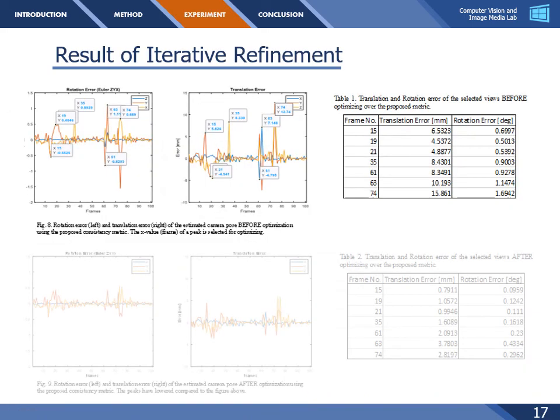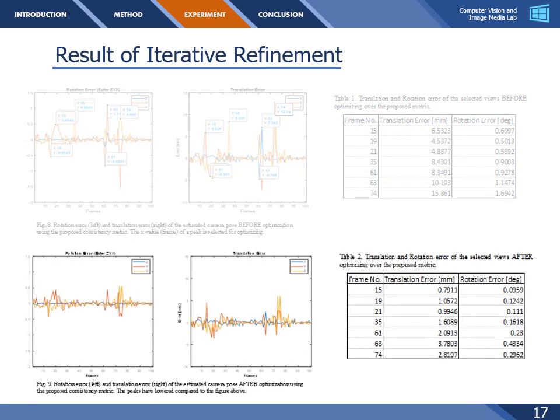However, we found that some views have high error in terms of translation and rotation error before optimization. The figures on the right and the left show translation error and rotation error respectively. The horizontal axis is the frame number of the video sequence and the vertical axis is the error. The table on the right shows the error values for the peaks of the figure. The translation error in these peak frames ranges from around 4 mm to 15 mm, which is significantly high.